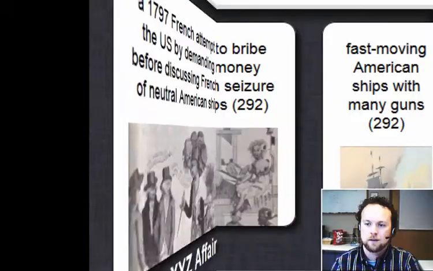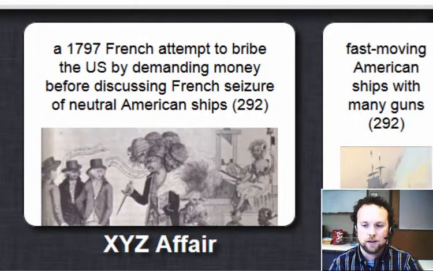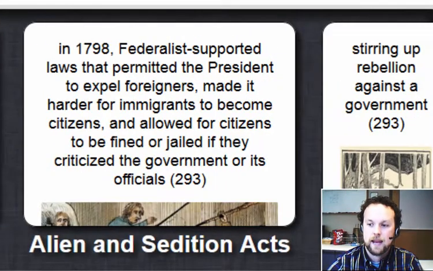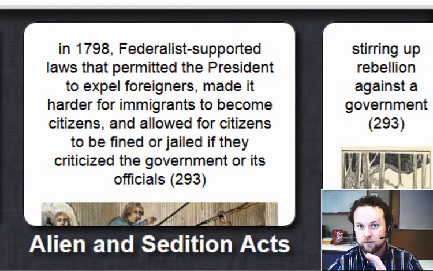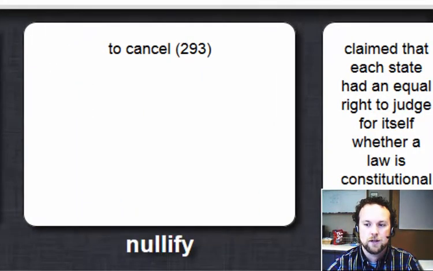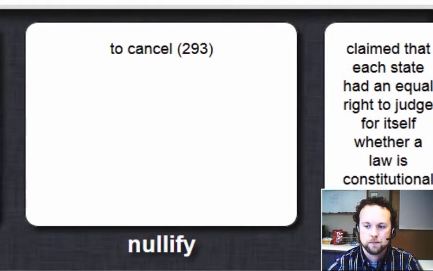for today. Some of our key terms are the XYZ affair. That sounds a little weird, but we'll talk about that. Frigate. The Alien and Sedition Acts. This was a hotbed. And sedition itself, which just means stirring up rebellion against the government. Nullify, which means to cancel.